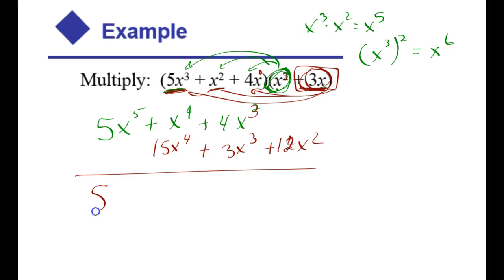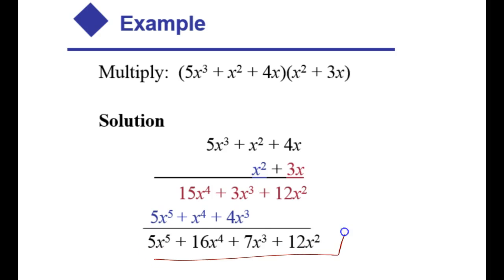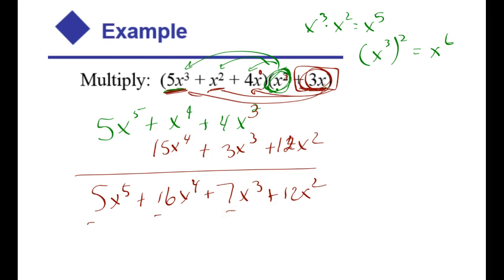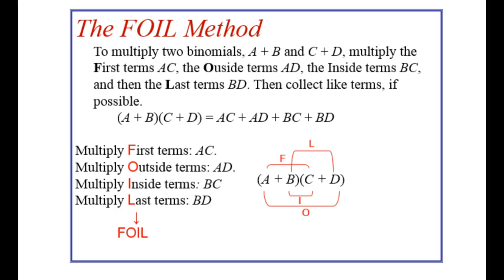Let's add 5x to the 5th plus 16x to the 4th, 7x cubed, and 12x squared. Let's see if the author agrees, because I kind of botched that a little bit. I think that's good. 5, 16, 7, is that what I had? Sounds good. All right, so again, there's something called the FOIL method, but the FOIL method only works when I have a binomial times a binomial.